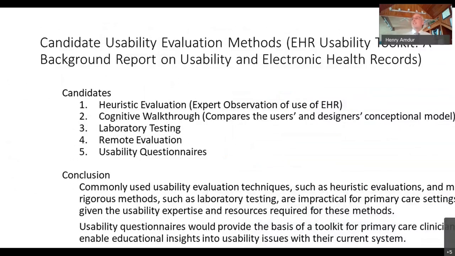There are several evaluation techniques for assessing the usability of an electronic health record. These include heuristic evaluation, cognitive walkthroughs, laboratory testing, remote evaluation, and usability questionnaires. The conclusion of the EHR Usability Toolkit article was that commonly used usability evaluation techniques such as heuristic evaluations, and more rigorous methods such as laboratory testing, are practical for primary care settings. The usability questionnaire would provide the best option in the toolkit for evaluating EHRs in a primary care setting.